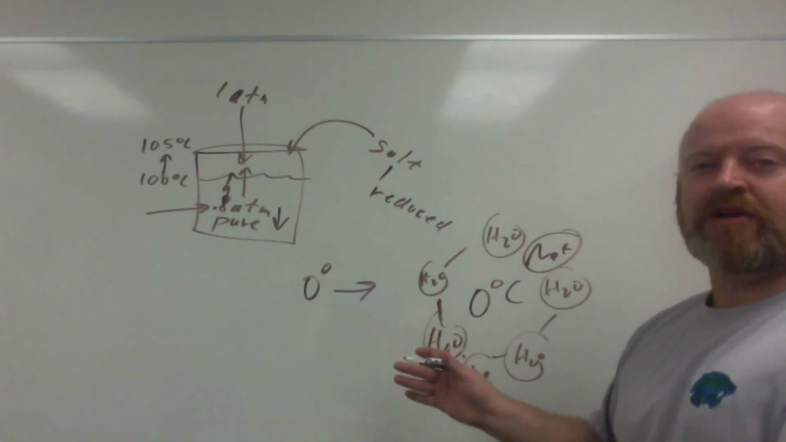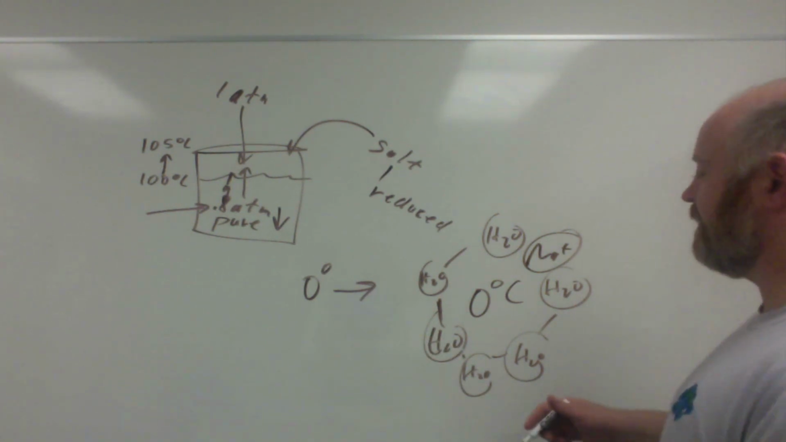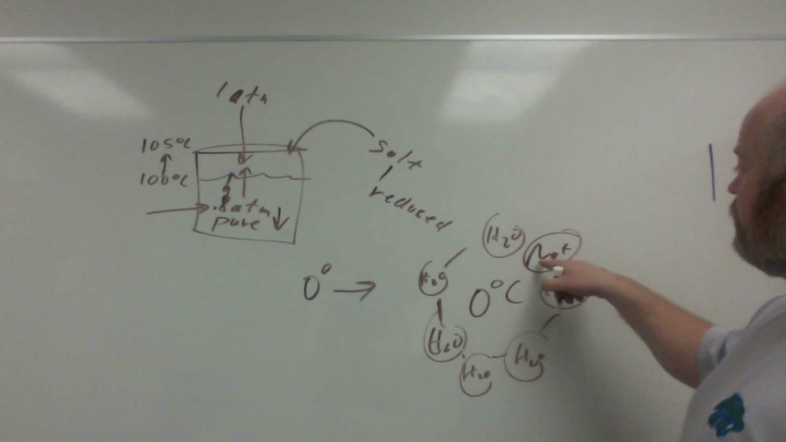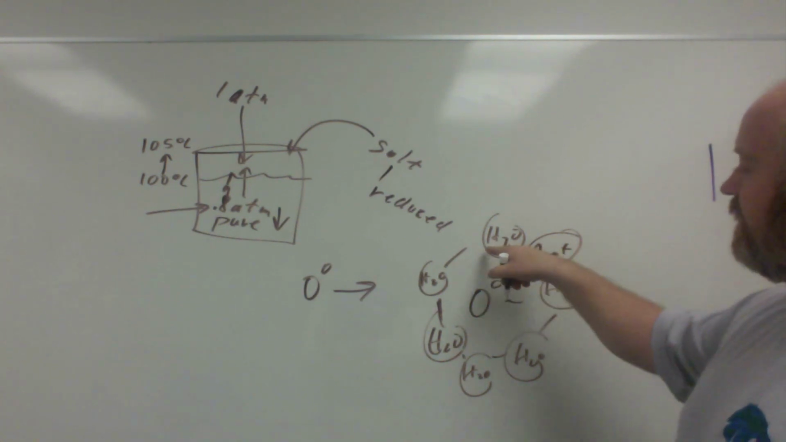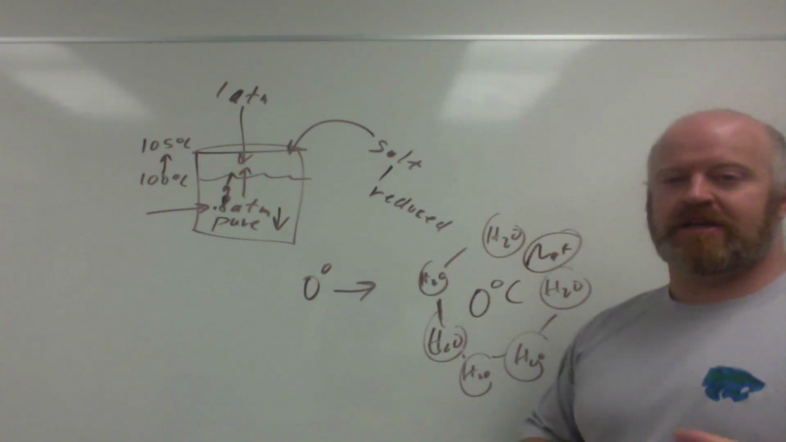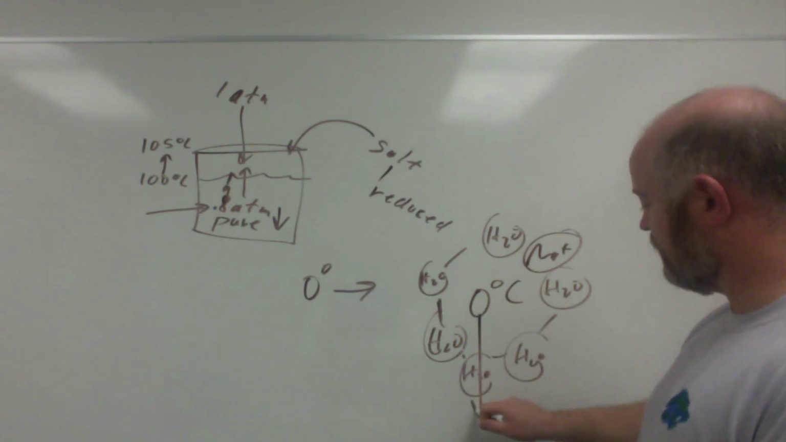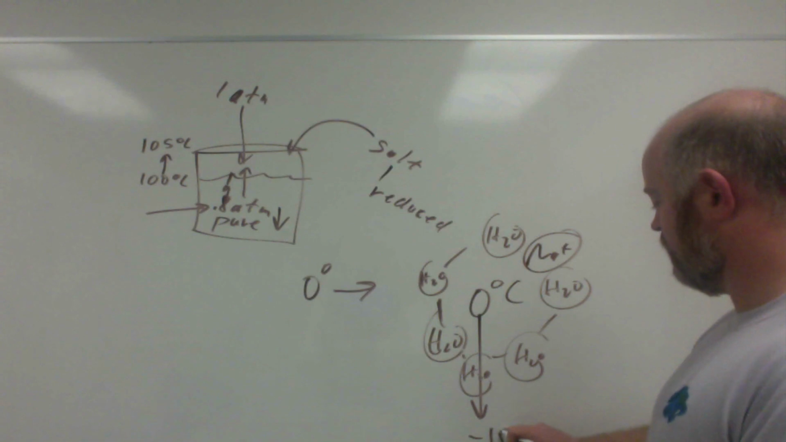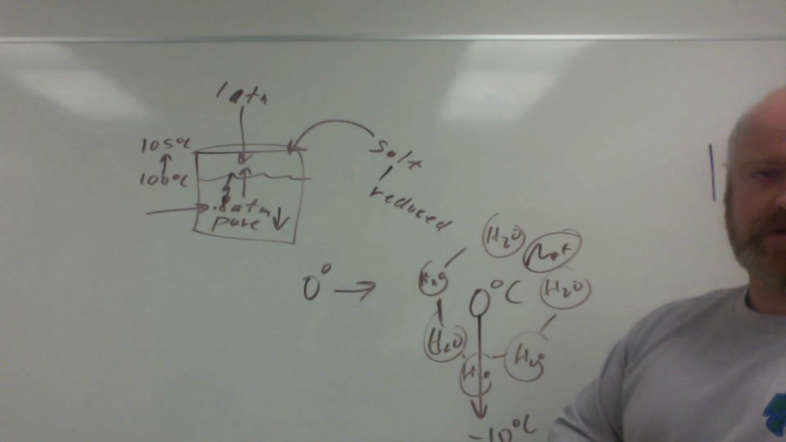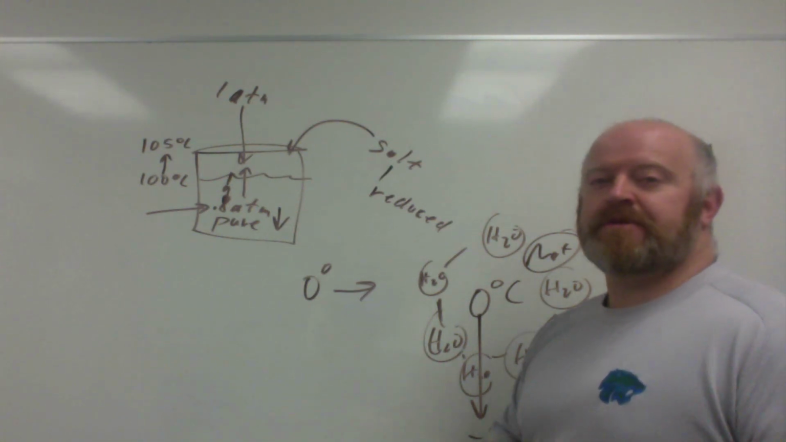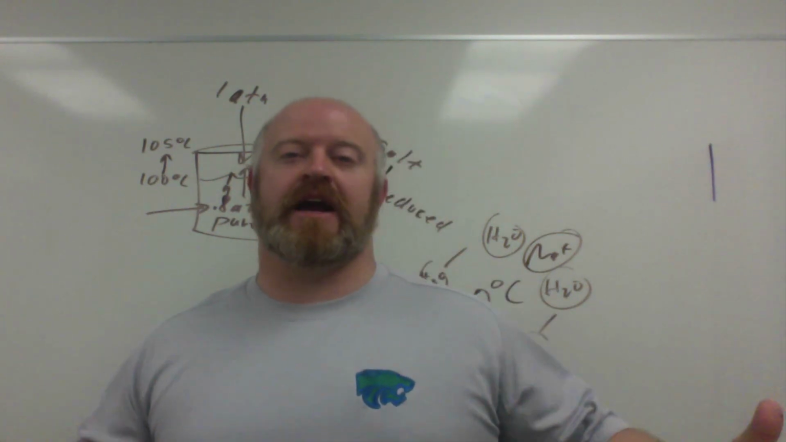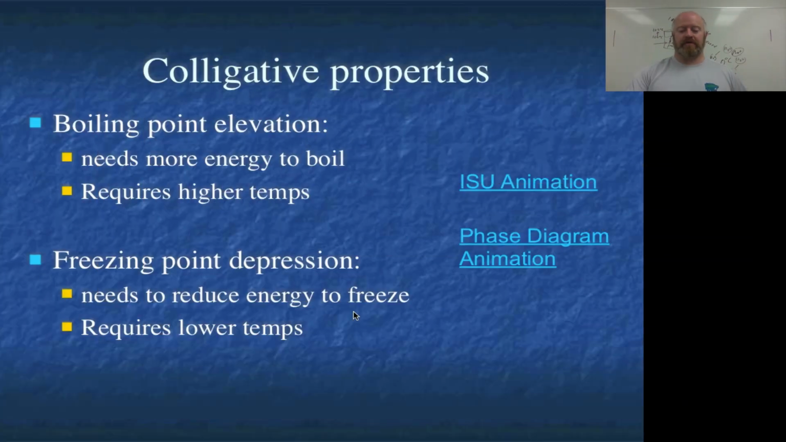So we have to cool it down even more, okay? So we got to get it even colder, so even with the disruption of this, we can still get all these particles to lock in place, even amongst those solute particles. So as a result, we got to bring this temperature down, and maybe it'll actually freeze at a negative 10 degrees Celsius instead, okay? So what happens is, you actually expand the entire liquid phase when you're dealing with colligative properties, okay?